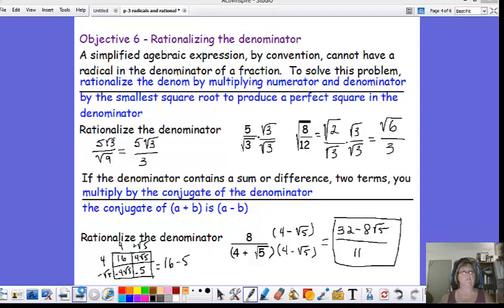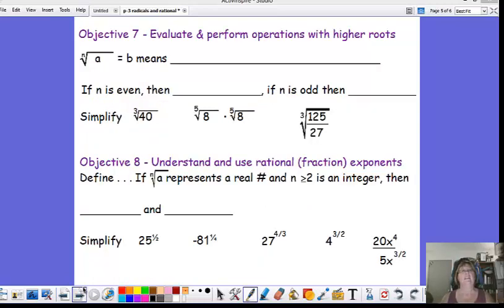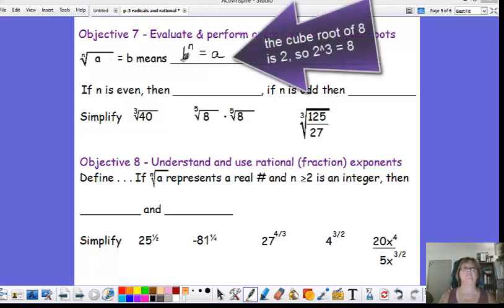Let's go on. We've got one more thing to talk about here, and that's a little bit about higher roots and fractional roots. Okay, so higher powers than 2 and fractional powers of numbers. If the nth root of a equals b, that means that if we raise b to the nth power, we would get a. The nth root of a is equal to b. That means that b raised to the nth power is a.